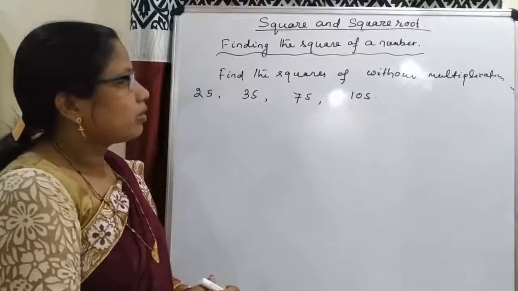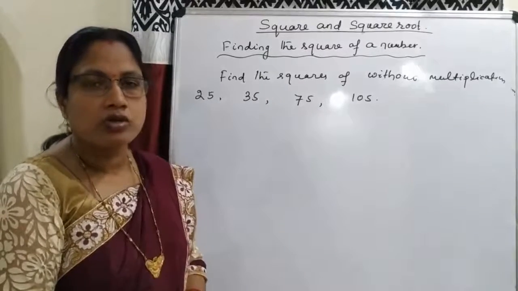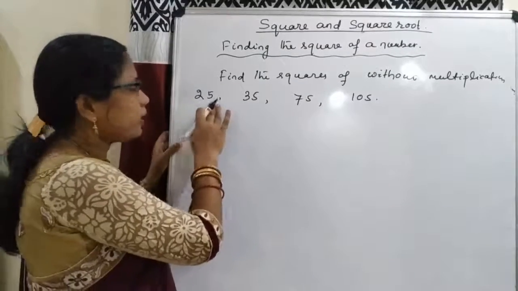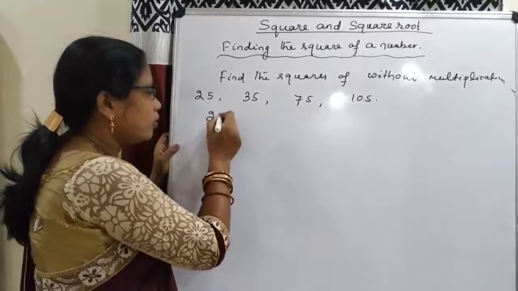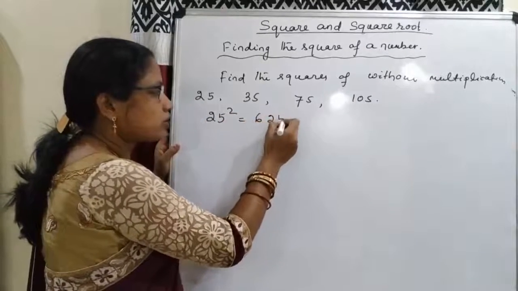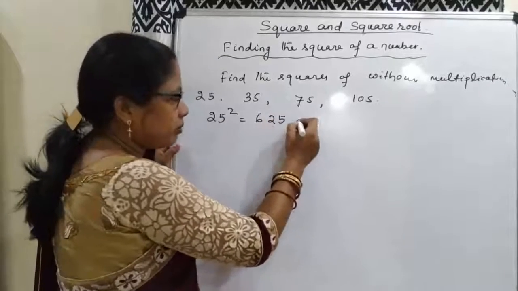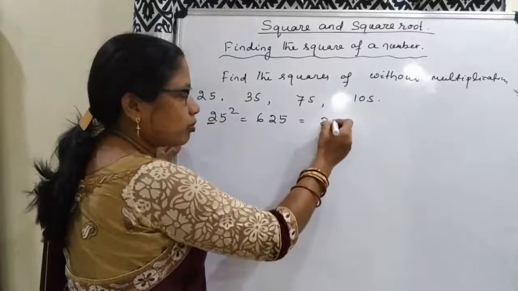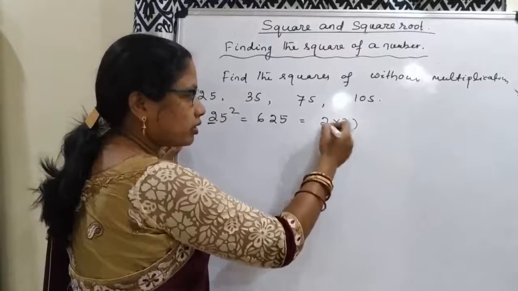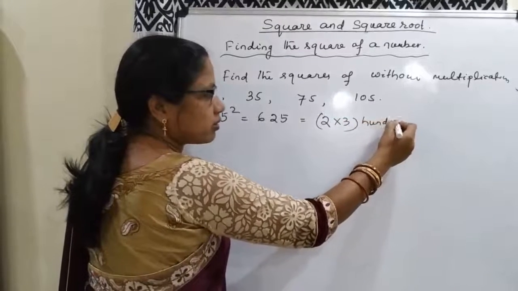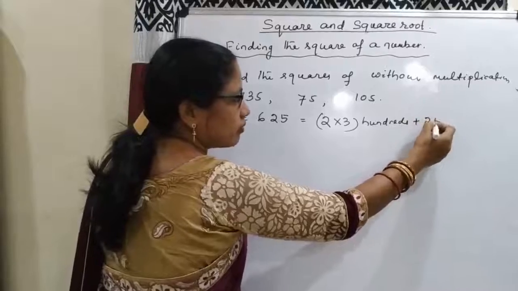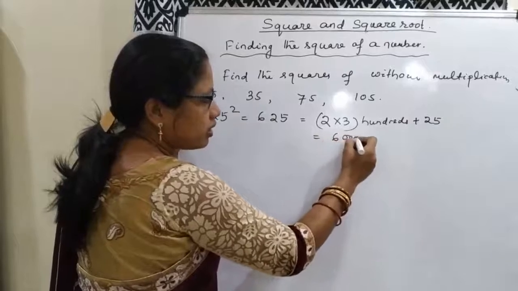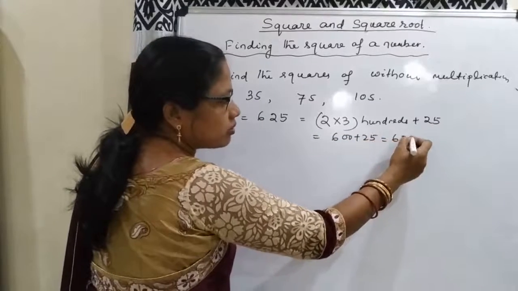So let us find the square of a number whose unit digit is 5. There is a pattern. Here I have to find the square of 25. We know 25 square is equal to 625. This can be obtained by following the pattern. That means the tens place digit is 2. So 2 multiplied with the next number 3 hundreds plus 25. So this is equal to 600 plus 25, which is equal to 625.